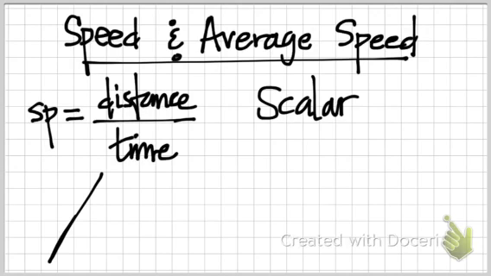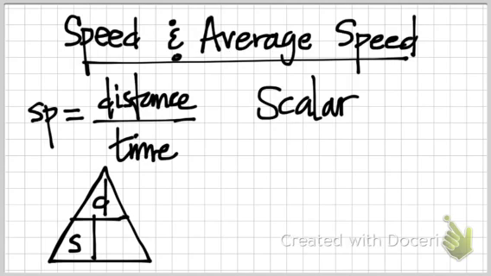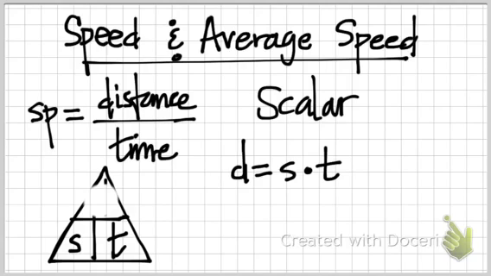And when you're dealing with your formula, because it's a three-variable formula, you can put it into what I call the magic triangle, and you can cover up what you're looking for. So if you're looking for distance, you would cover up your distance, get rid of it, and your formula would be distance equals speed times time.